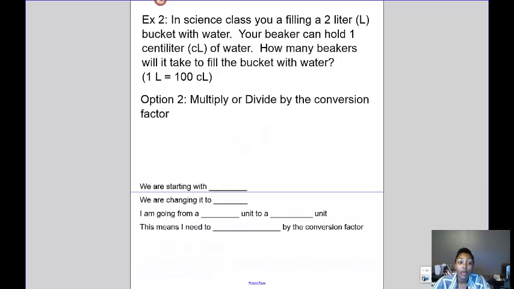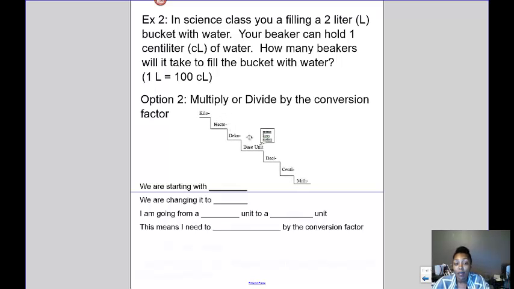Another way that we can solve this kind of problem is option 2, which is to multiply or divide by the conversion factor. In science class, you are filling a 2-liter bucket with water. Your beaker can hold 1 centiliter of water. How many beakers will it take to fill the bucket with water? I know that 1 liter equals 100 centiliters. So I want to multiply or divide by the conversion factor.